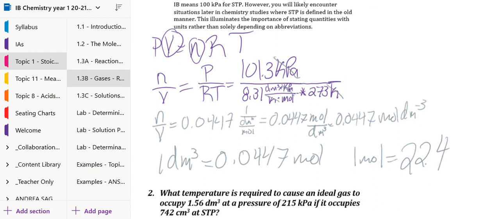Old STP, the molar volume of a gas was 22.4 decimeters cubed. Is this still true? Yes. 1 mole of an ideal gas at 1 atmosphere of pressure and 0 degrees Celsius does occupy a volume of 22.4 decimeters cubed. What's changed is just what the IUPAC calls STP. So this is still true. It's just not what we typically refer to as STP, but it's still a true conversion factor.